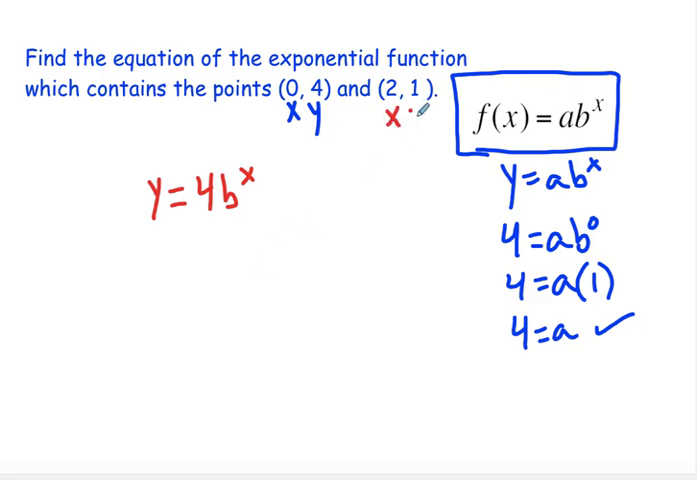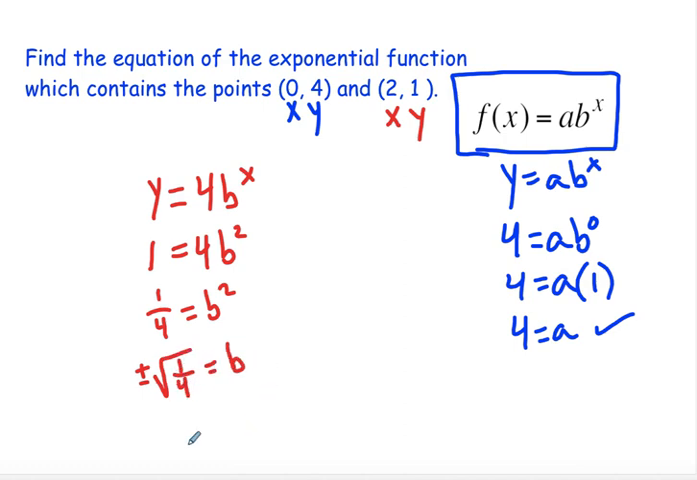Now I'm going to use this other point. I'm going to plug in a 1 for y and a 2 for x, and we're going to figure out what b equals. I would start by dividing by 4. So 1/4 equals b squared. Got to take the positive and negative square root of 1/4 to get b alone. Remember, you can separate your square roots. So it looks like we're going to get plus or minus 1/2 for b.